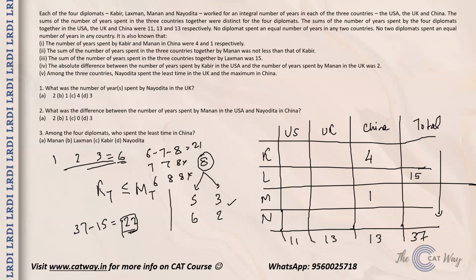Okay, so the only possibility for the remaining 3 is that one is going to have 6, one is going to have 7, and the other one is going to have 9. So that is the only possibility you have for the total number of years for the remaining 3 people. Okay, for the remaining 3 people, you have this possible case. Okay, chalo, then let's see what do we have.